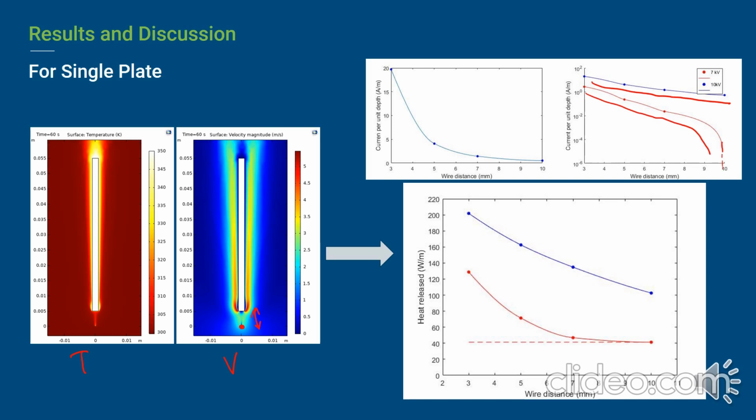As you can see, for 7 kilovolts, the curve asymptotically touches this dashed line of naturally convected heat transfer flow, and there is no enhancement. Whereas in this 10 kilovolt case, the breaking point is not yet reached. So for every wire distance, we see some amount of heat enhancement, and this is usually 200 to 500 percent of what the usual heat transfer rate is.